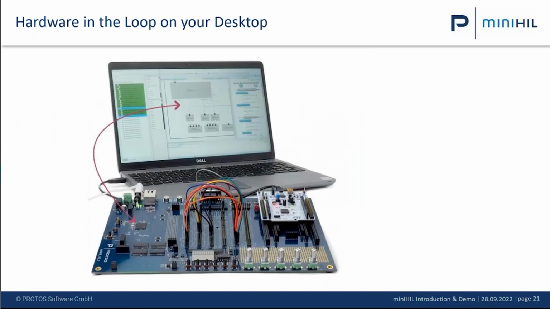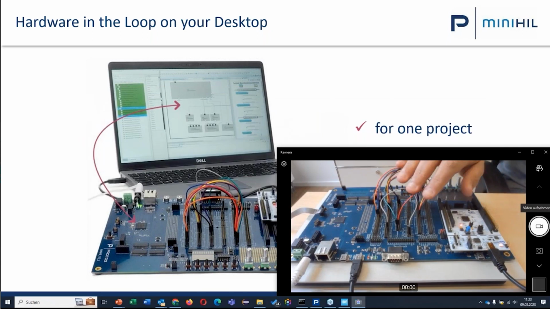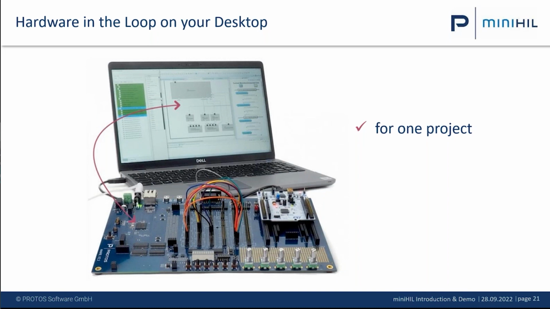So let's have a look at the hardware-in-the-loop setup on your desktop for one project. You have your laptop or your desktop computer, mini HIL right next to it. Just to show you that, I have the mini HIL here right next to me on my desktop, directly attached to my laptop. So that's exactly my setup. You develop the test software or the application software on your laptop, and then you push a button and you test whether your system works or not.